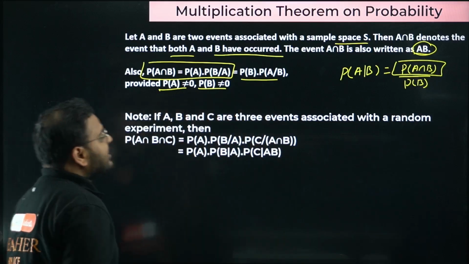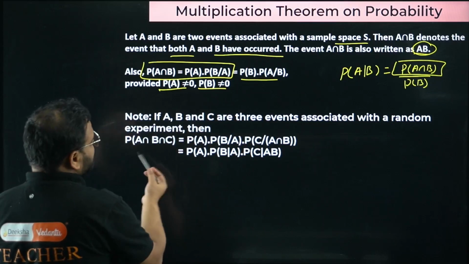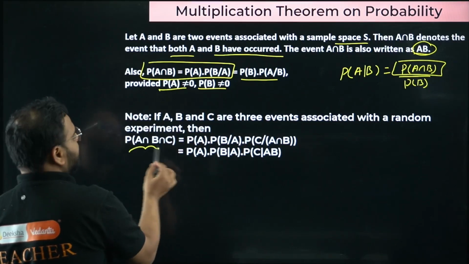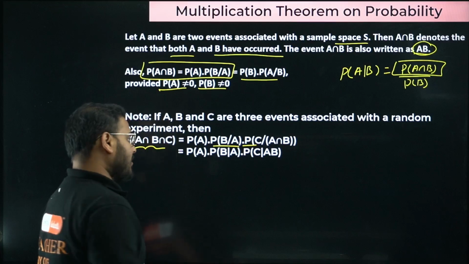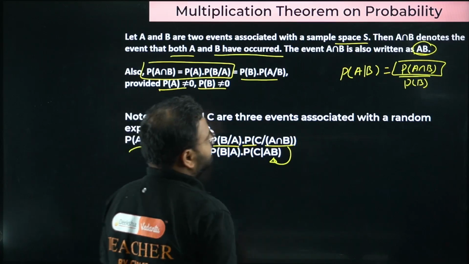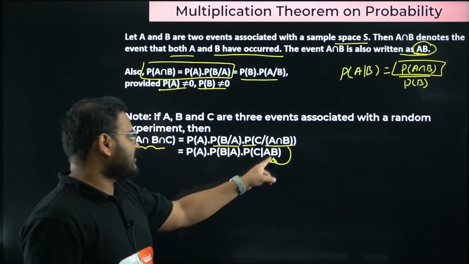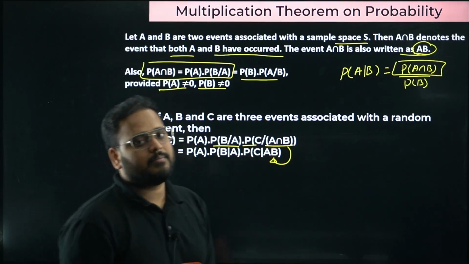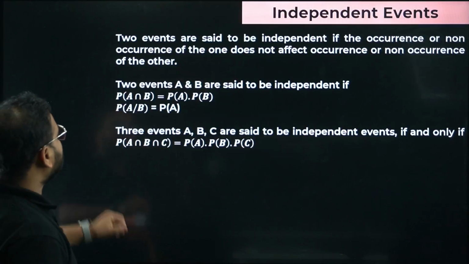Note, if A, B, C are three events associated with a random experiment, what will happen? Same thing, we have intersection with three events over here. We write P(A) times P(B|A) times P(C|A intersection B), and this A intersection B can be written as AB. Please check here. Same thing, just A intersection B becomes AB, in the case of three events intersection.